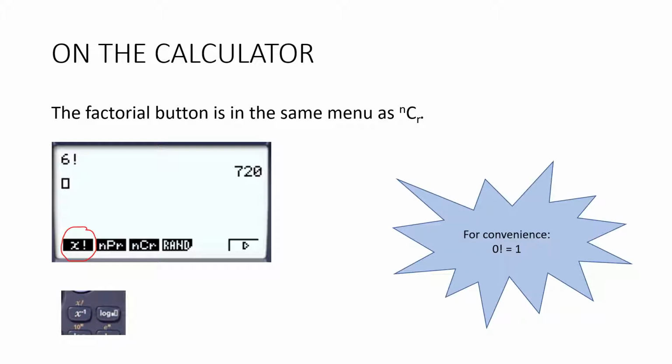Before we finish with factorials, I need to tell you that for convenience, naught factorial is equal to 1. It has no reason to be equal to 1 other than for convenience. So it's so that the formulas work. So you can check it out if you like. 0 factorial, it'll come up with 1.